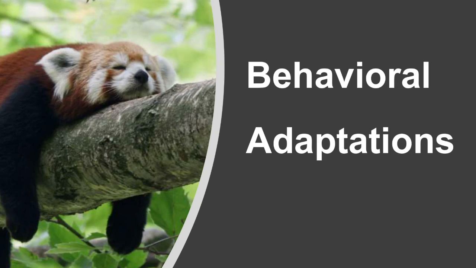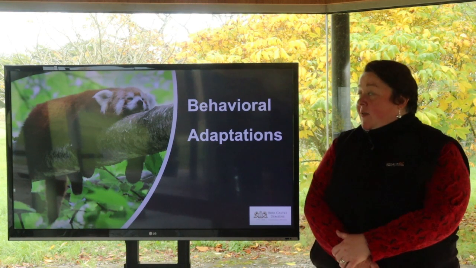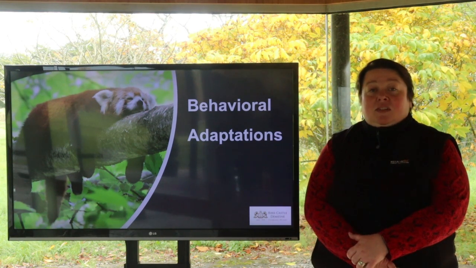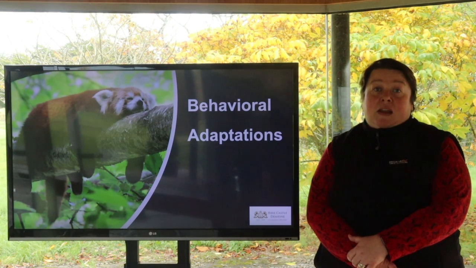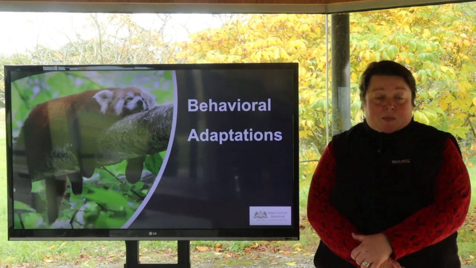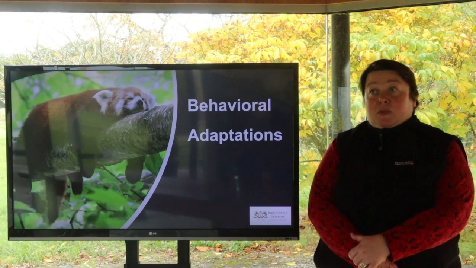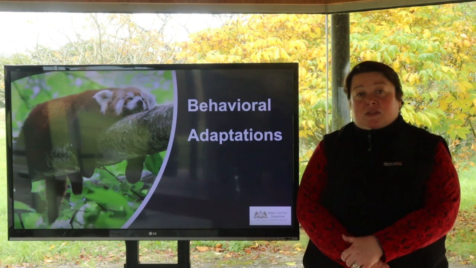Another type of adaptation that we see in living things is behavioural adaptations, and we see these mainly in animals. A behavioural adaptation is a behaviour that an animal has chosen that will help them adapt to an environment. For instance, animals that live in very, very cold climates might choose to hibernate, such as bears. Smaller mammals might choose to sleep during the day and come out at night when there are fewer predators and it's safer to do so.